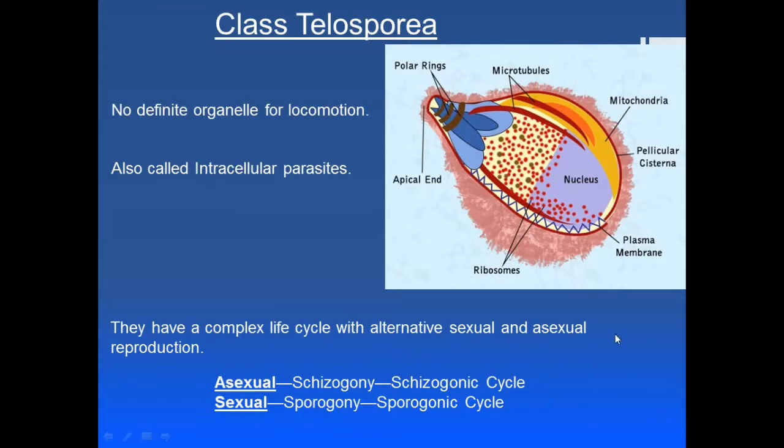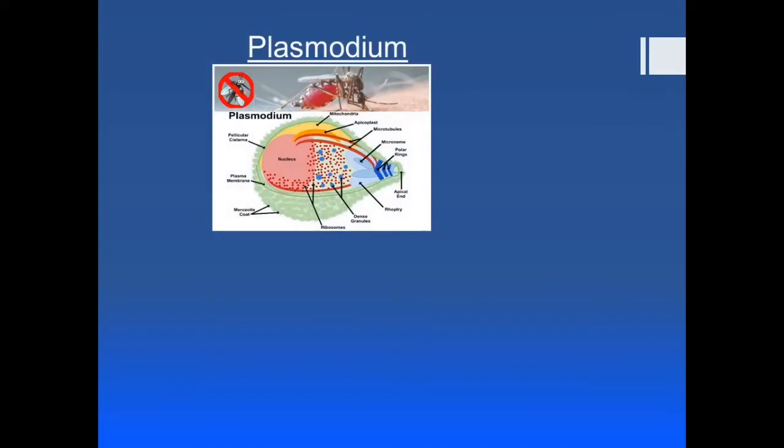These are the definite points that you will see in each of the parasites that we will study in this class. So keep these in mind: they don't have any organelle of locomotion, they are intracellular parasites, and they have alternating sexual and asexual reproduction. This very thing makes them very complex to study, because they have various different morphological forms, as you will see. So let's talk about the first parasite that we will be covering, our Plasmodium.